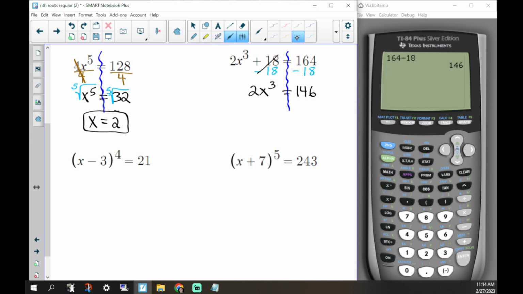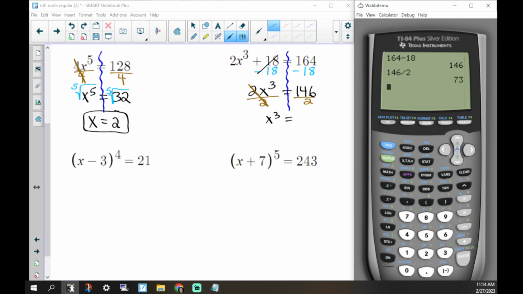So to undo that, we must divide. Undo multiplication, we divide by whatever that front number is. So we're going to do that to each side. We'll be left with x to the third power equal to 146 divided by 2, which is 73. Just as we have done in all of the previous problems, nothing will change.